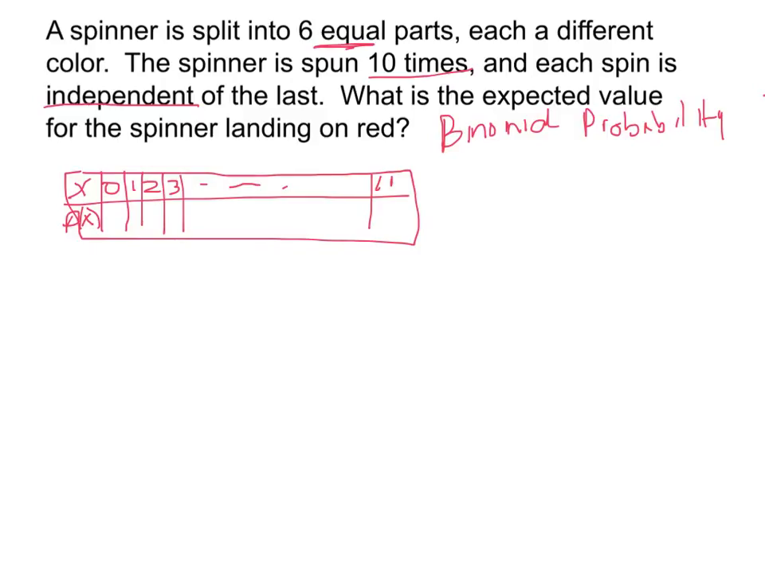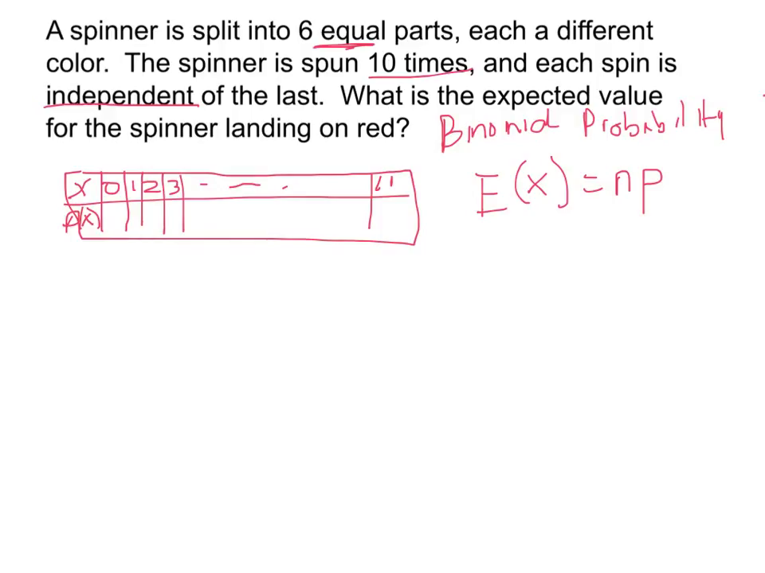But if we notice that it is a binomial probability problem, it gets much easier because the formula for the expected value of binomial probability is just n times p. And if you can remember that, what you're going to see is this takes about 2 seconds to figure out.